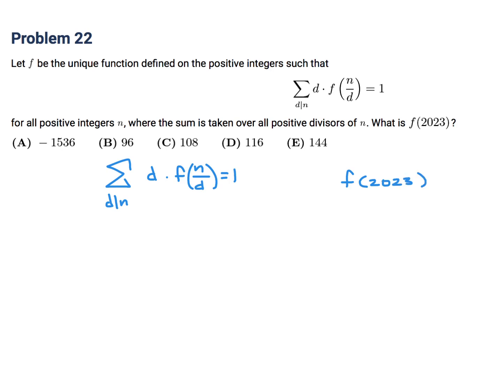So 2023, first of all, let's explore that a little bit. What are the divisors of 2023? They are 1, 7, 17, 119, and 289, and 2023.